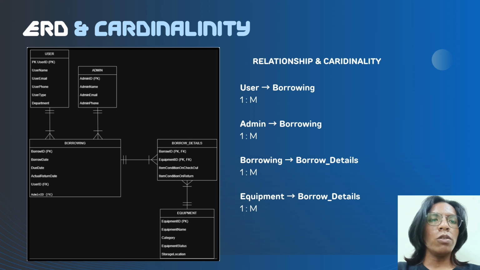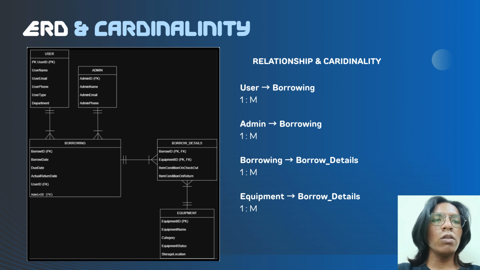First, we have user to borrowing, one to many. One user can make many borrowings. For example, a student may borrow multiple items over time. After that, we have admin to borrowing, one to many. One admin can manage many borrowings. This ensures proper monitoring and approval of transactions.